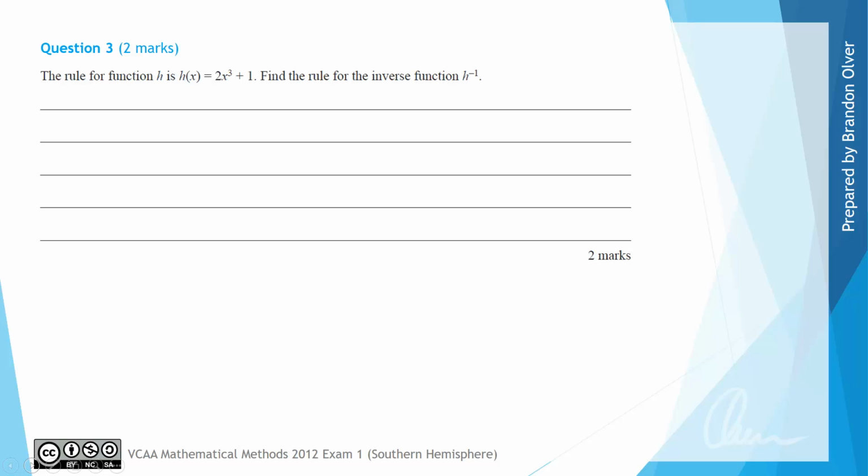For question 3, the rule for the function h is h of x equals 2x cubed plus 1, and we're asked to find the rule for the inverse function. So for this question we're going to start by letting y equal the rule of h of x.